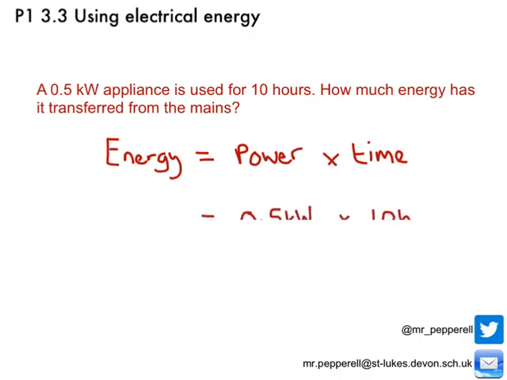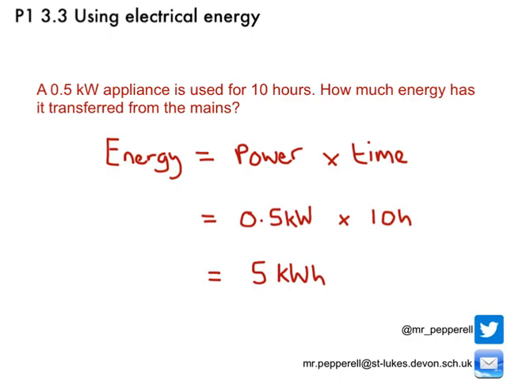My next mark is going to come from substituting in my figures. So my power was 0.5 kilowatts and the time used was 10 hours. It's a simple sum really. 0.5 times 10 tells me that 5 kilowatt hours of energy have been transferred from the mains.